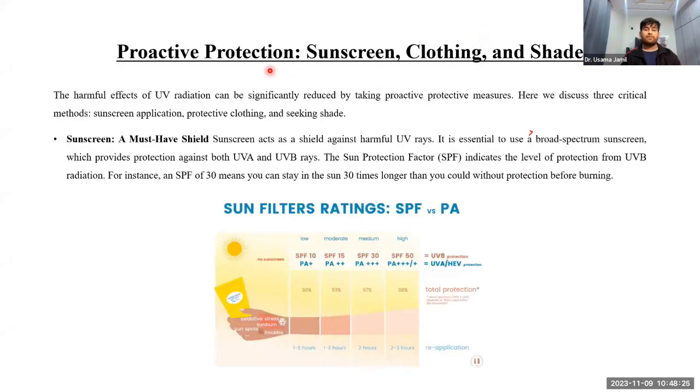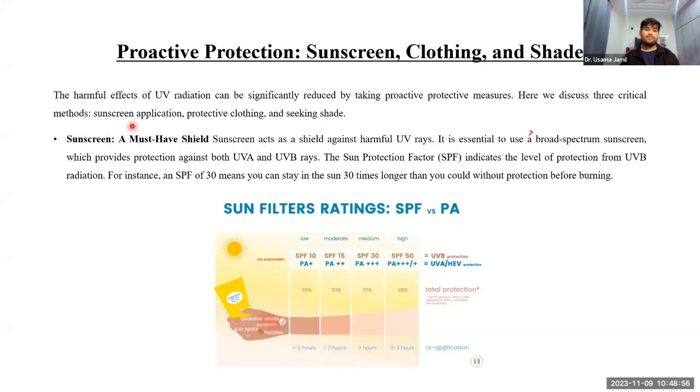So, coming to the next, proactive protection: sunscreen, clothing, and shade. The harmful effects of UV radiation can be significantly reduced by taking proactive protective measures. Here we discuss three critical methods: sunscreen application, protective clothing, and seeking shade. You may all be aware of these, but we can go through it shortly. I can take your questions after completing this.